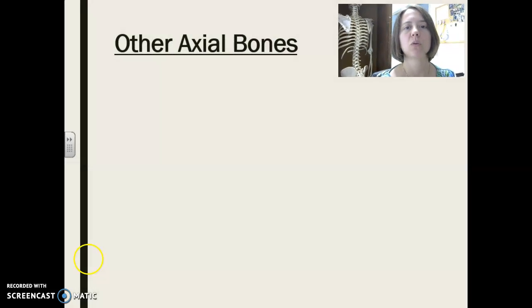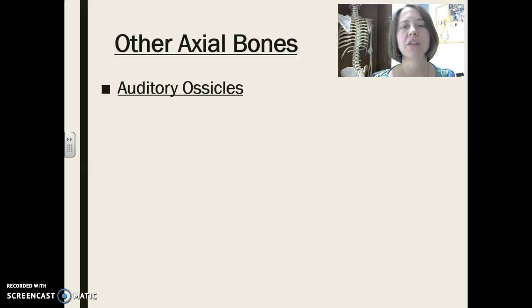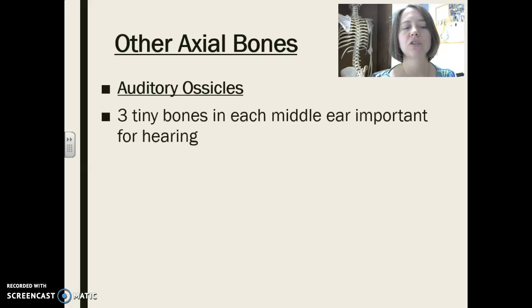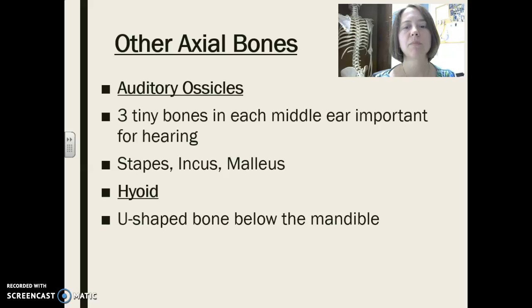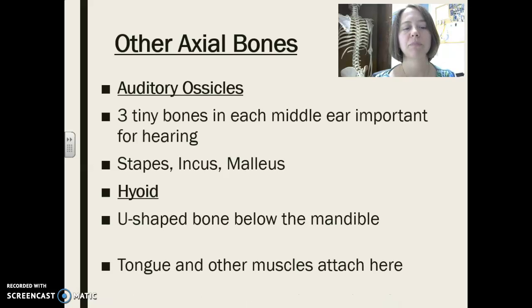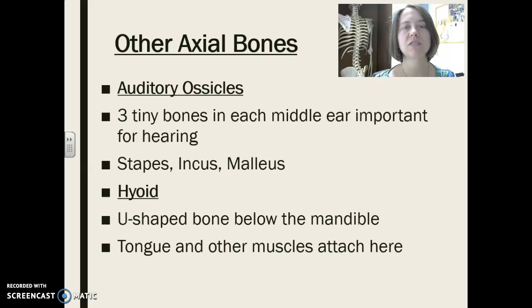This is a continuation of Chapter 7, Part 4. We are talking about all the other axial bones. There are the auditory ossicles, which are 3 tiny bones in each middle ear important for hearing. They include the stapes, incus, and malleus. Also, there is the hyoid, which is a U-shaped bone below the mandible, and it is important for the tongue and other muscles to attach here.